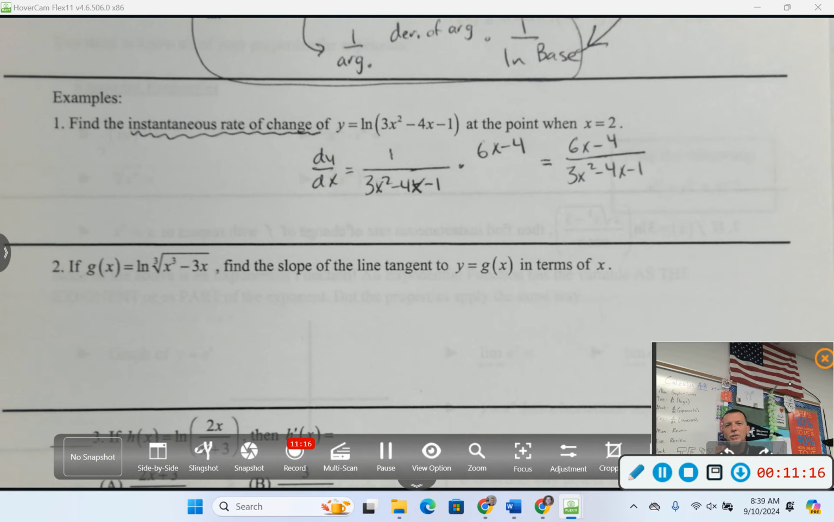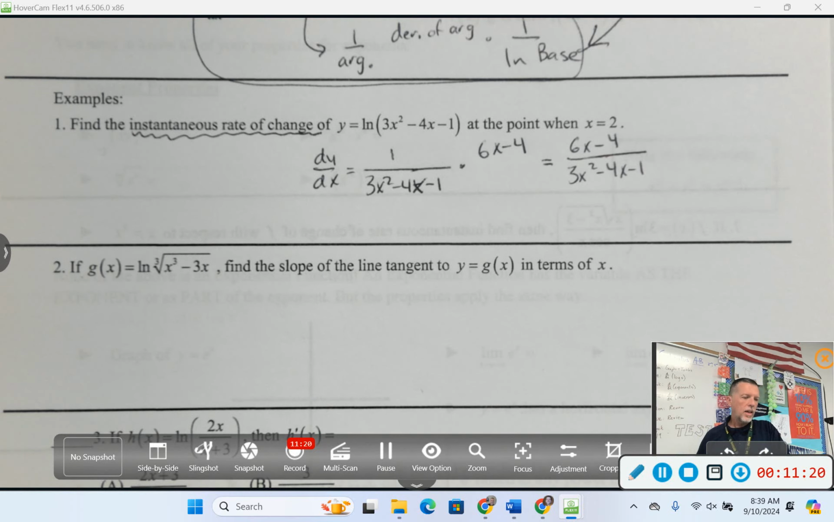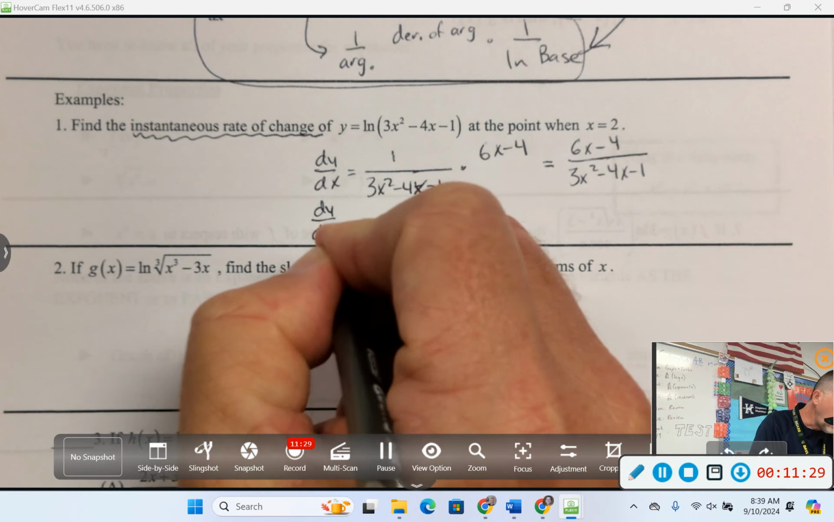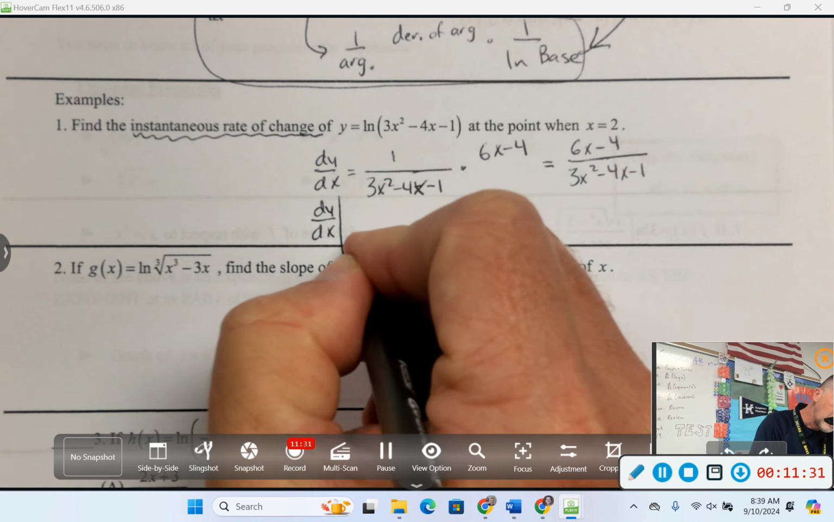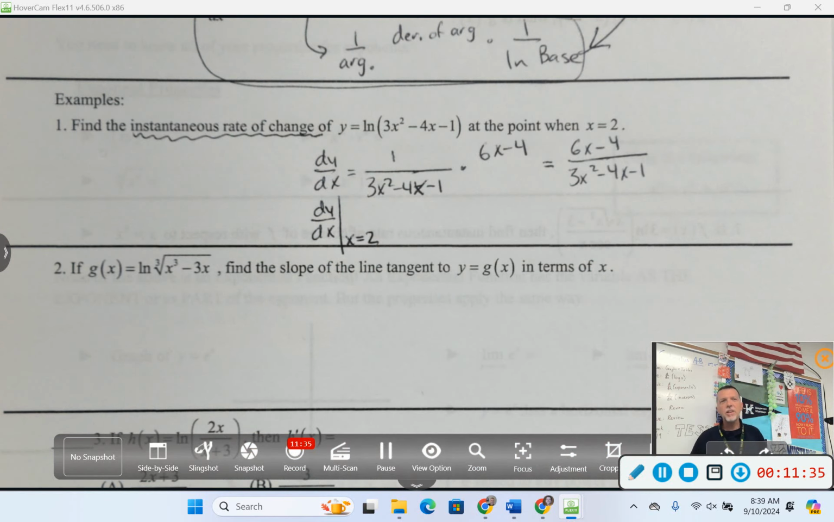But I feel like I lose sight of the chain rule when I start doing that. Why am I not done with that problem? I need to plug 2 in. Here's some more new notation here. dy dx, if you draw a bar and write x equals 2, that means I'm going to evaluate dy dx at x equals 2.